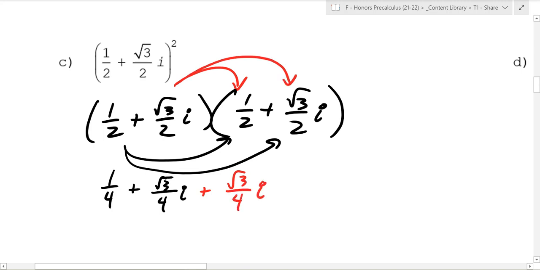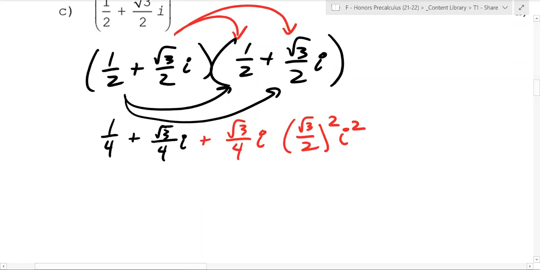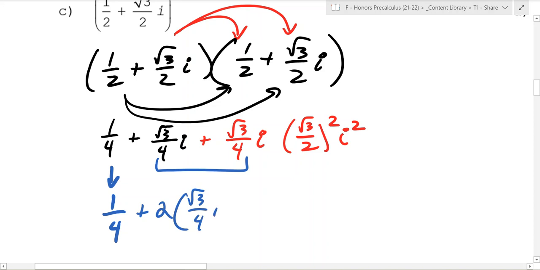And then you do this: root 3 times root 3, so it's root 3 over 2i, squared. Those get squared. You have to be really careful. So first you have this 1/4, which has no other terms like it, so it stays like that. And then you have 2 of these, so it's 2 times root 3 over 4i. This gets squared. Root 3 times root 3 is 3. 2 times 2 is 4. i squared is negative 1.